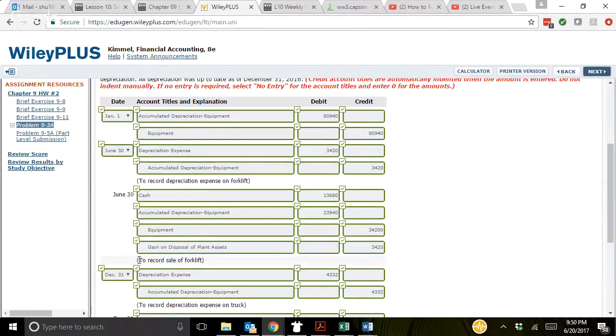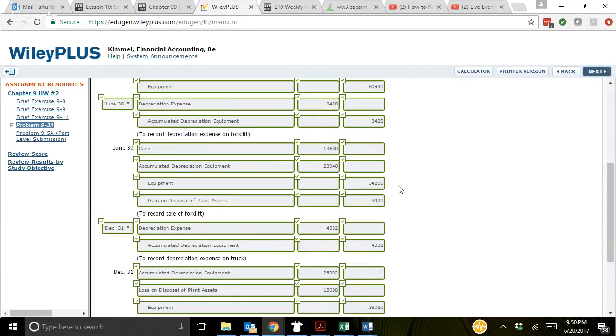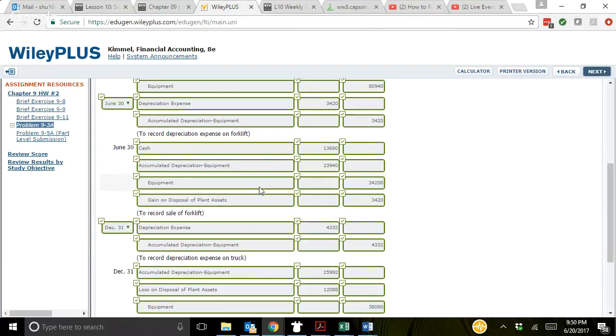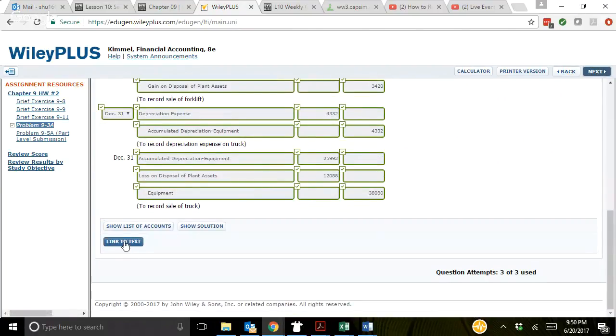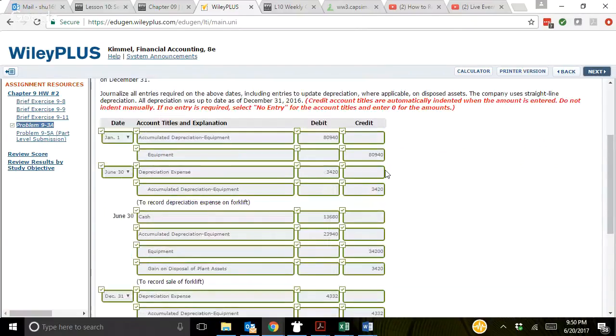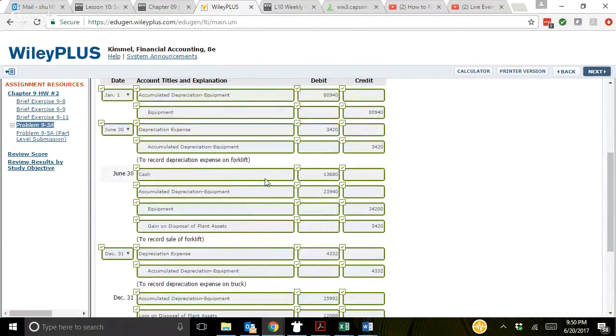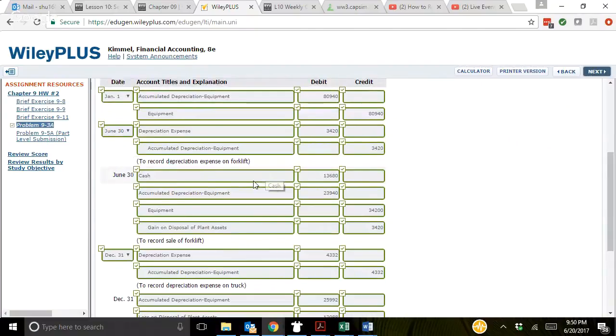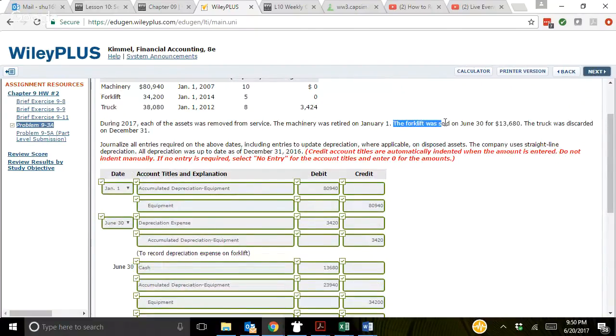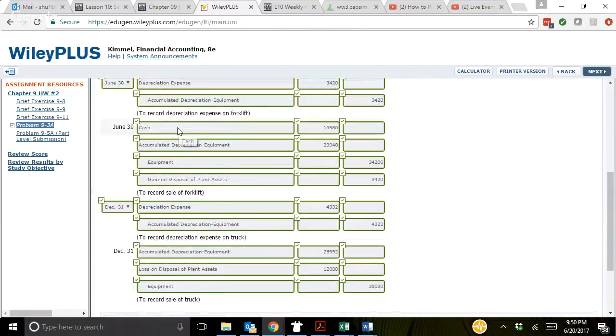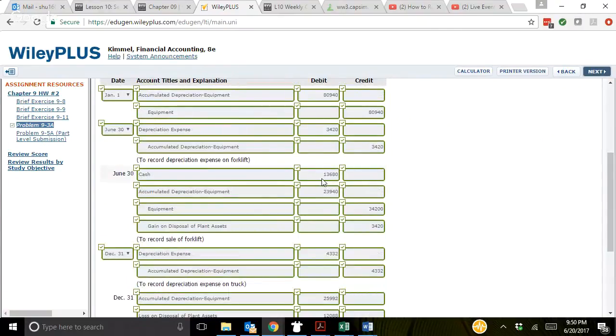Here we're going to record the sale of the forklift. Now, if you guys haven't already, you can actually find how to do this in the textbook. You can also do it on the link to text here. It actually walks you through the proper steps. But first and foremost, we learned that we're selling the forklift. We're selling it for $13,680. So the first thing we do is we enter cash, and we put in the cash amount. We were receiving $13,680 in cash.